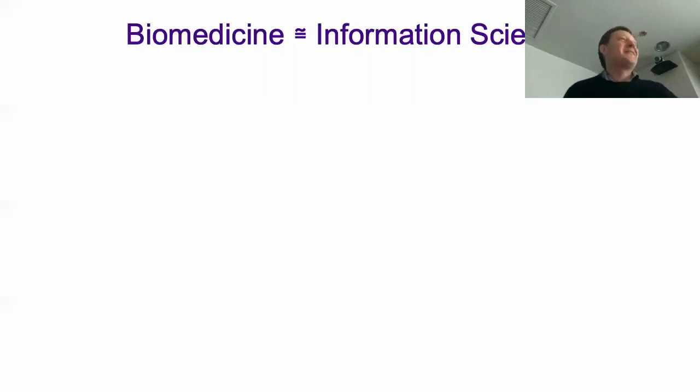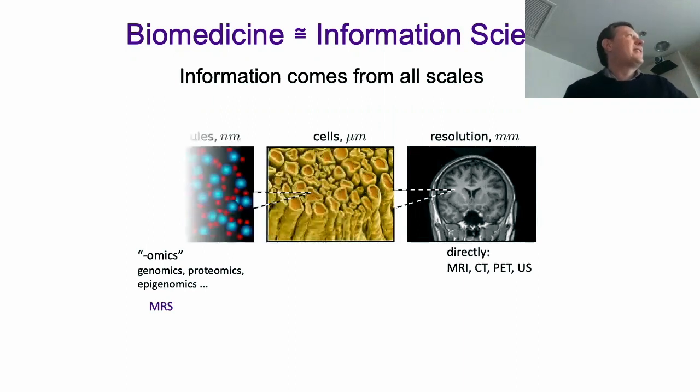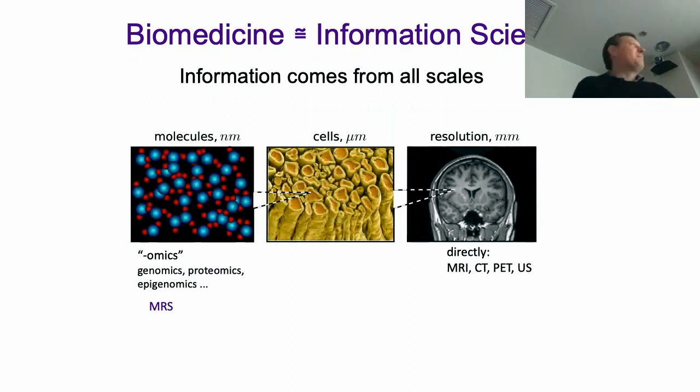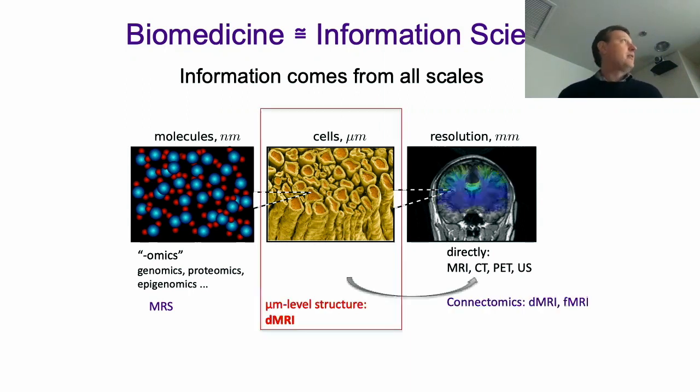So first, I'll start by stating the obvious. Biomedicine is becoming an information science, and information comes from multiple scales. We, of course, have the molecular scale with all the omics research, and an MR signal is coming from there originally. And then there is the resolution we're used to with medical imaging, whether it's MRI or anything else. And this is the scale that I want to talk about for the most part.